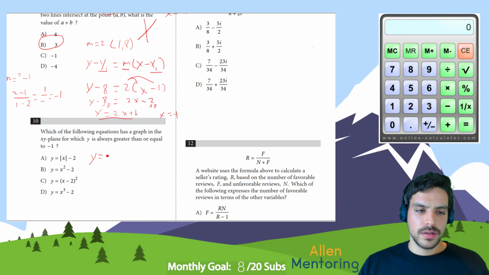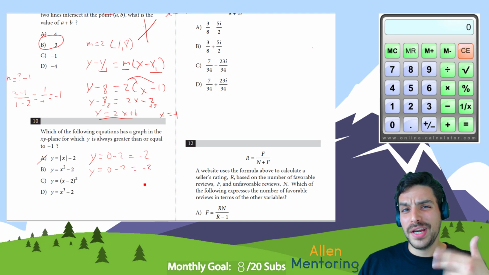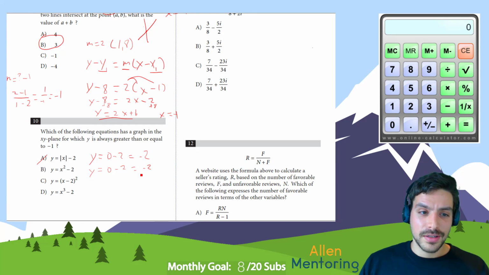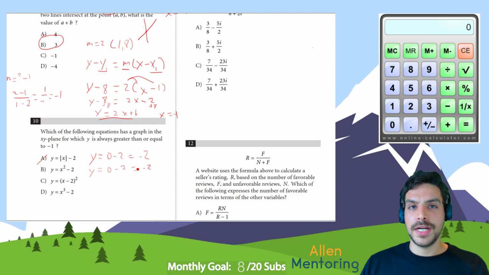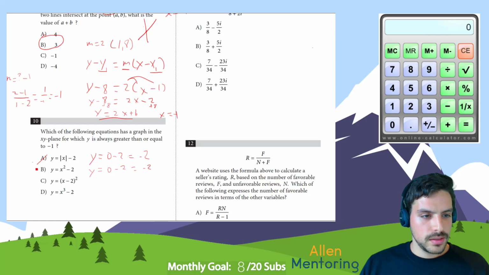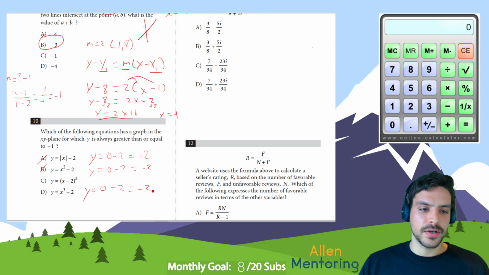If I plug in 0, I see that that is not greater than negative 1, so I can cross that off. What about this one? Let me plug in 0 again. 0 minus 2, that's also equal to negative 2. So all I'm doing is trying to plug in values that'll make these not greater than or equal to negative 1, and if that's the case, I know it can't be the right answer. Okay, and then I'm going to skip this one for a second because I see D, I could also plug in 0, and I will get negative 2 here as well, which is not greater than or equal to negative 1. And so C must be the correct answer.